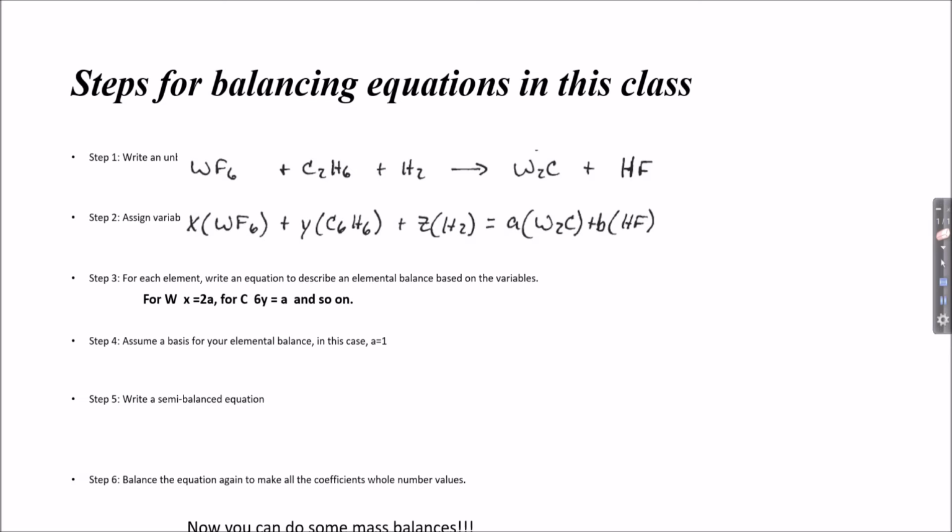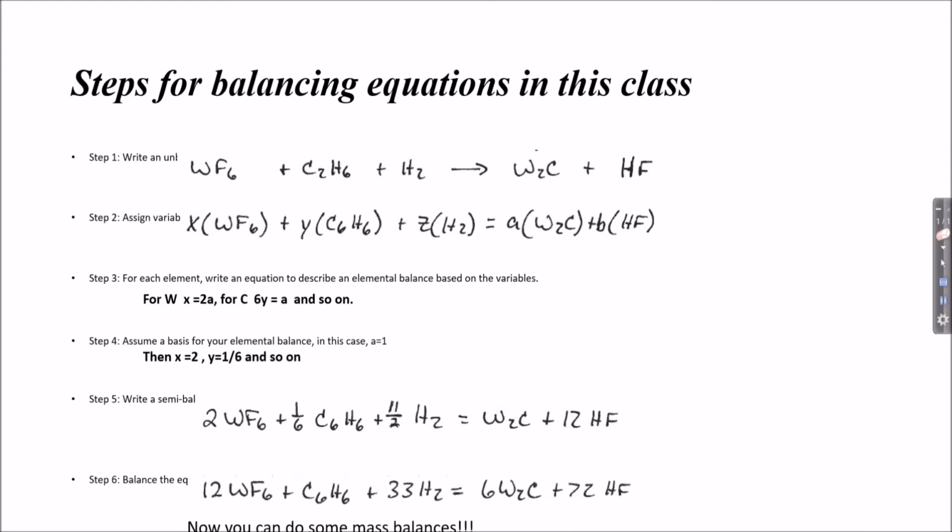Step four, we assume a basis for our elemental balance. In this case, A equals 1. So if A equals 1, x equals 2, and y equals 1 over 6, and so on. Then we write our semi-balanced equation, and we want to get rid of the fractions, so we balance the equation based on whole number values. Now we can do some mass balances.